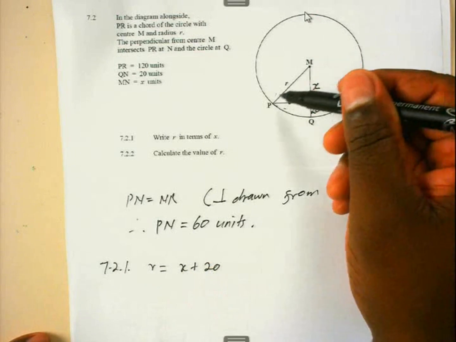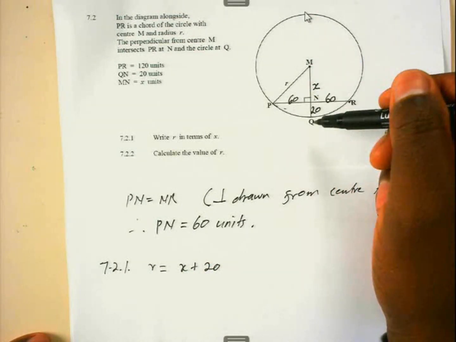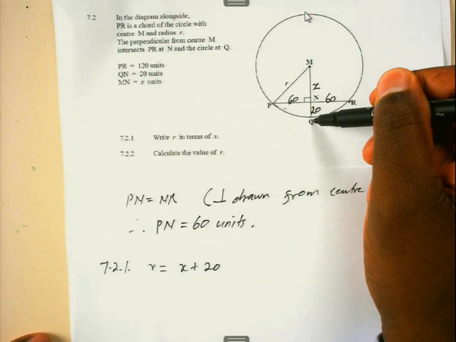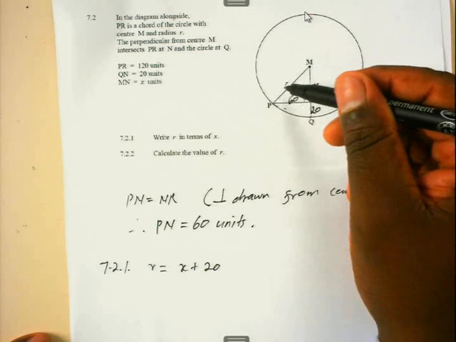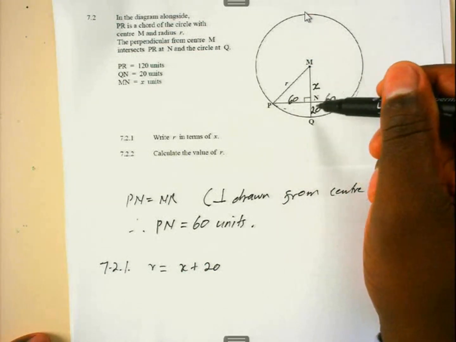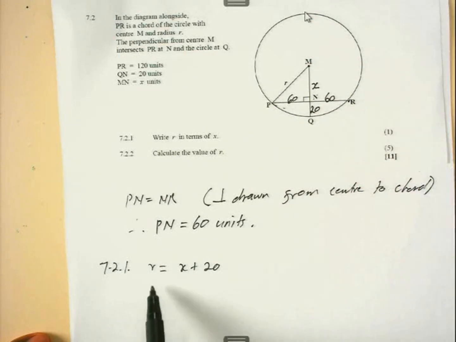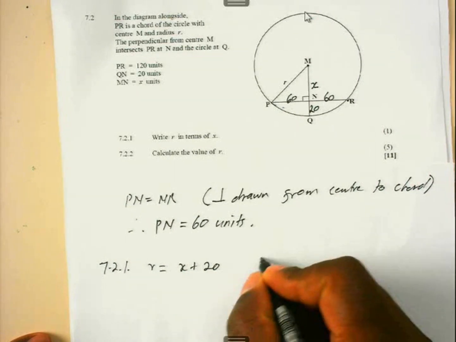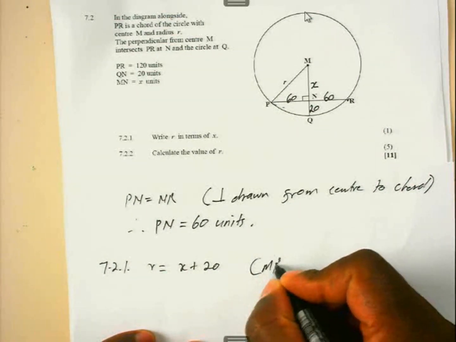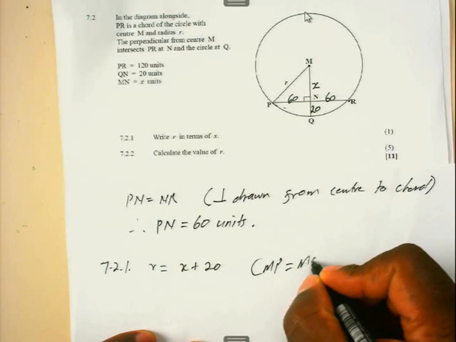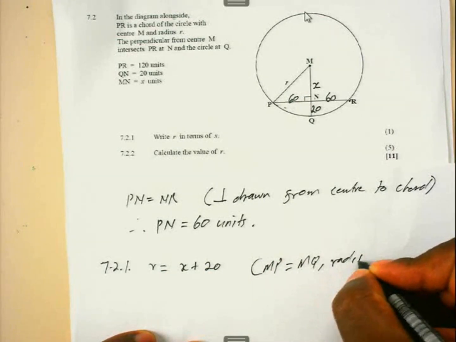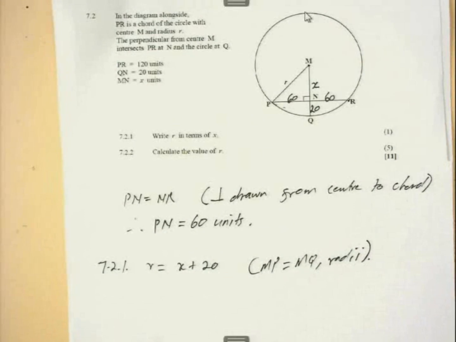Why? MP is equal to MQ, and they are both radii. MP is R, MQ is X plus 20. So if you write R in terms of X, R is equal to X plus 20. The reason is because MP is equal to MQ, and they are both the radii. Thank you. The first question answered. We have expressed R in terms of X.